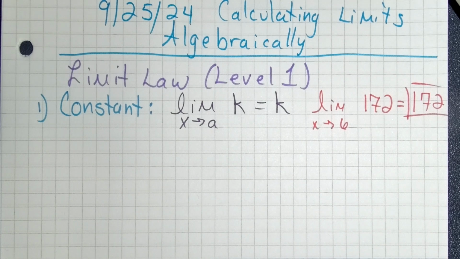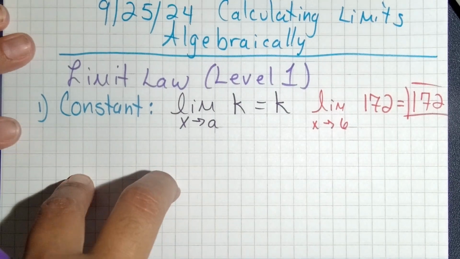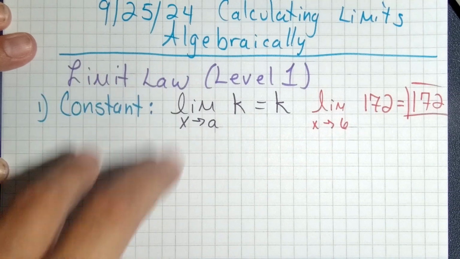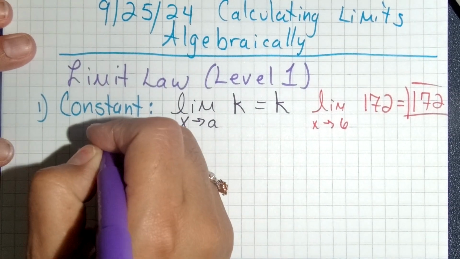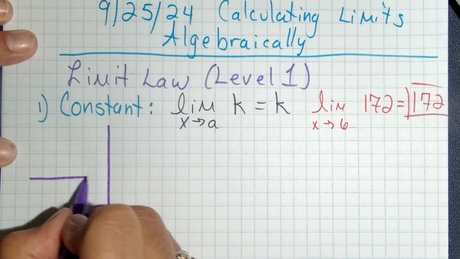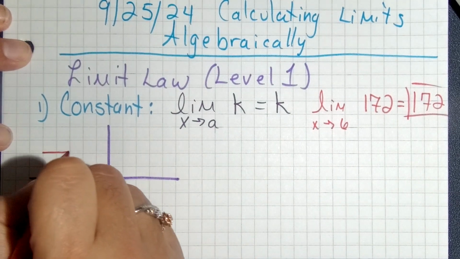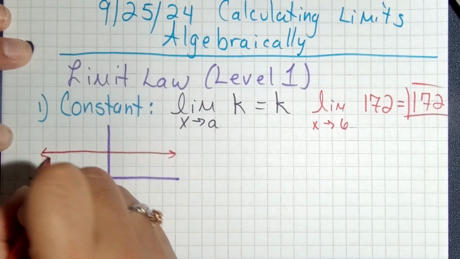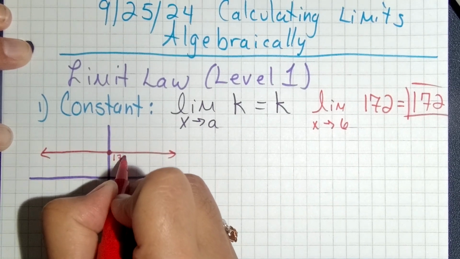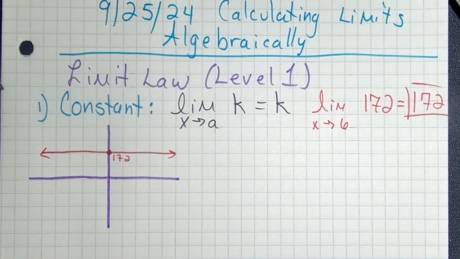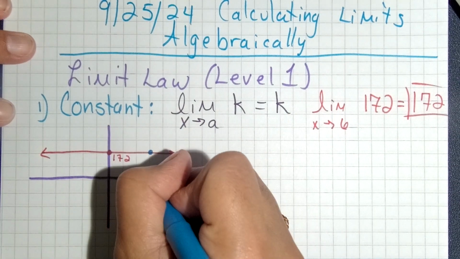So I know that we've been doing limits graphically, and we're still going to be doing that, but we're trying to connect them. So what this looks like, you can write this down if you like. I'm going to put 2 graphs here. I'm going to put one graph for constant and one for the next one. So make sure you know which graph it is. So if I have a coordinate plane, and this is going to be 172. And then this is 6.